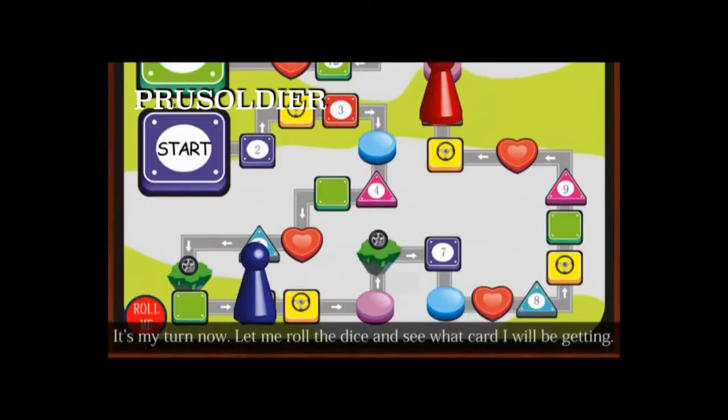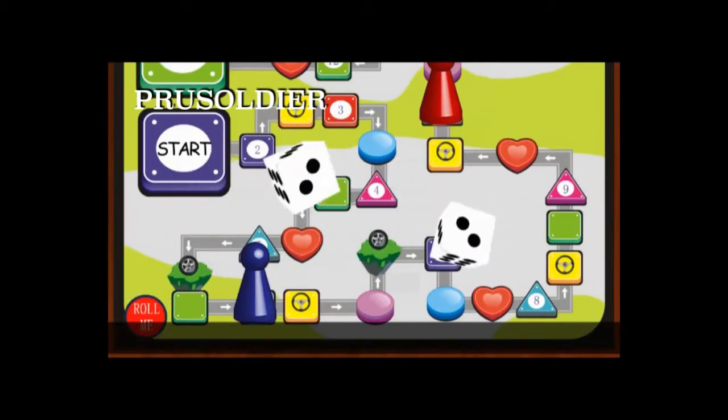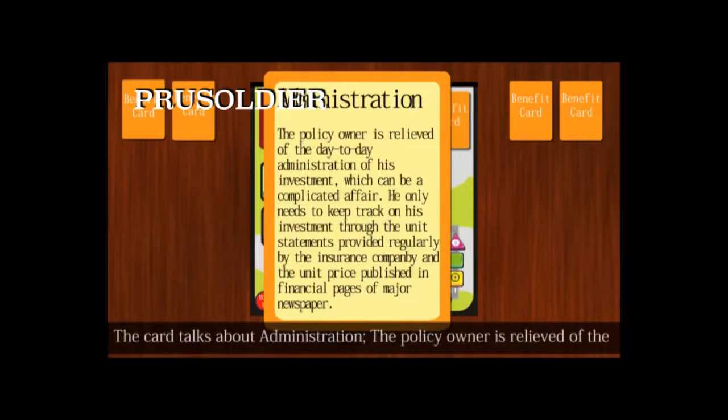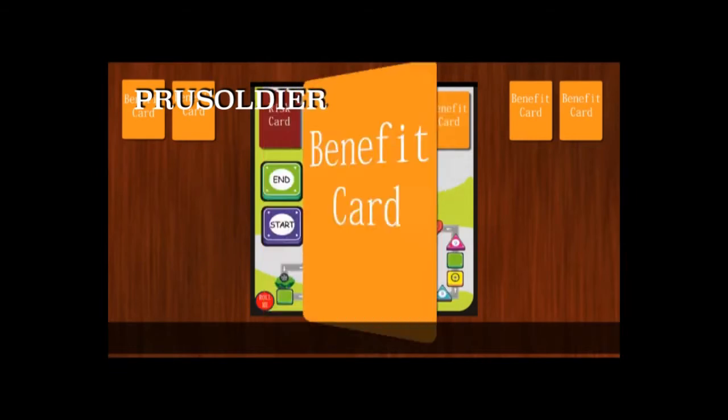It's my turn now. Let me roll what card I'll be getting. It's a 4! Benefits again! Let me draw a benefits card. The card talks about administration. The policy owner is relieved of the day-to-day administration of his investments, which can be a complicated affair. He only needs to keep track of his investments through the unit statements provided regularly by the insurance company and the unit price published in financial pages of major newspapers.